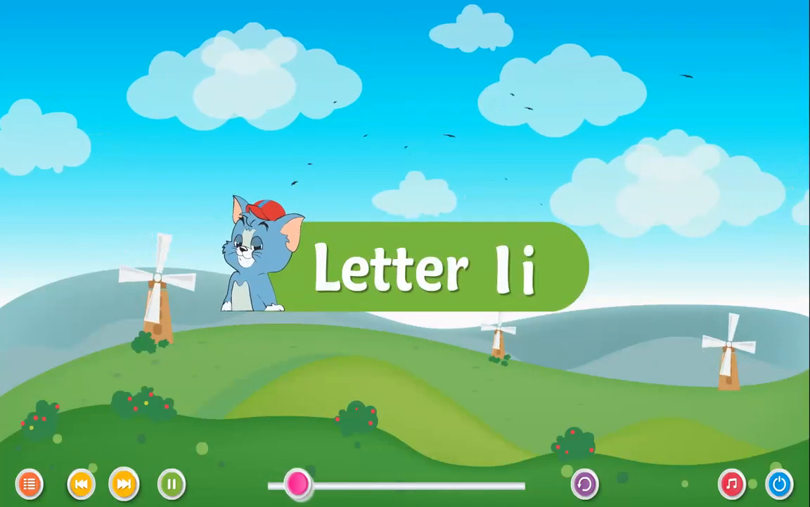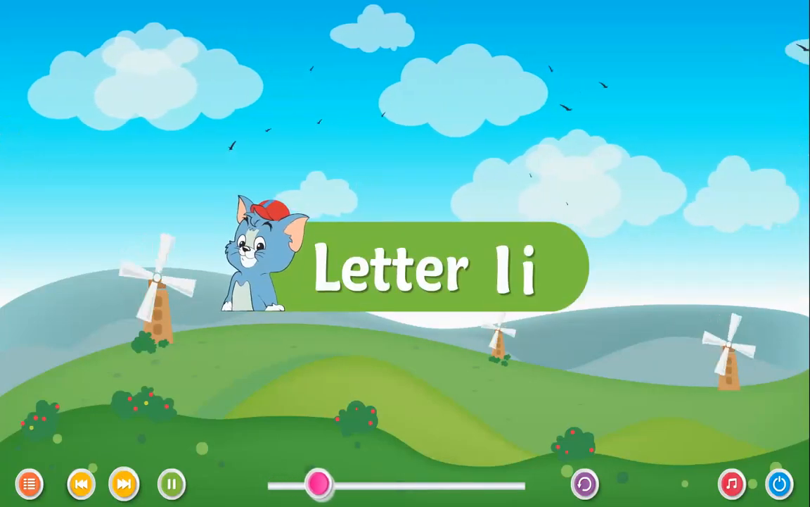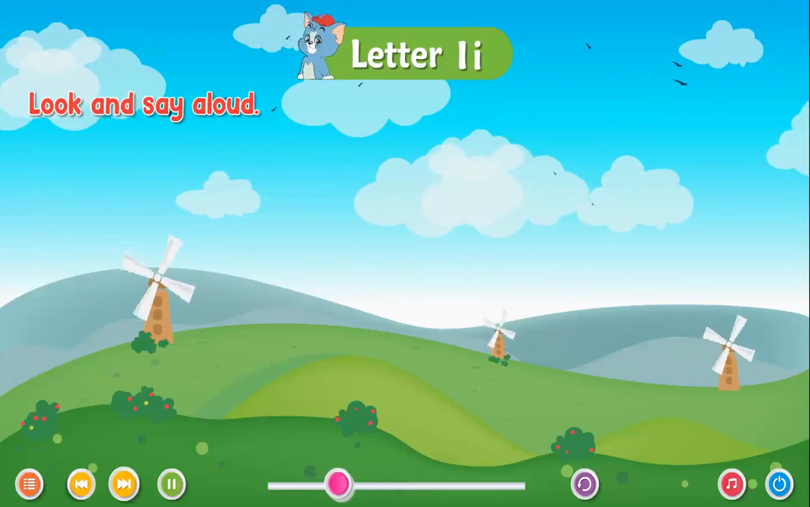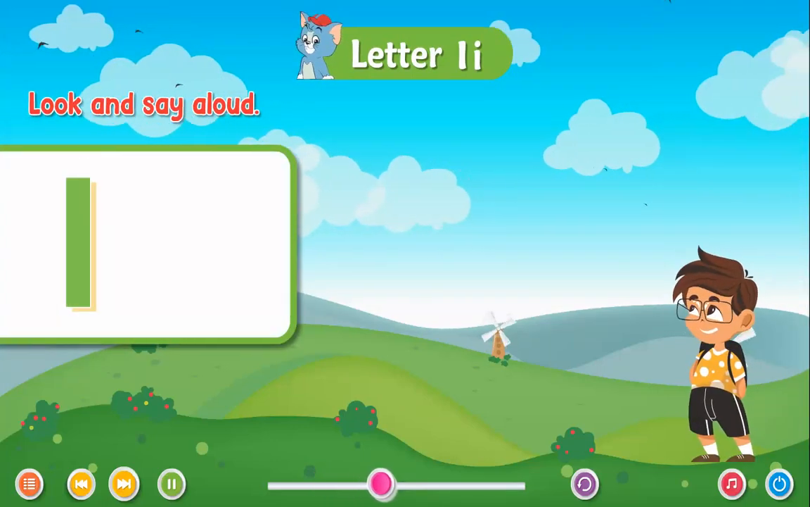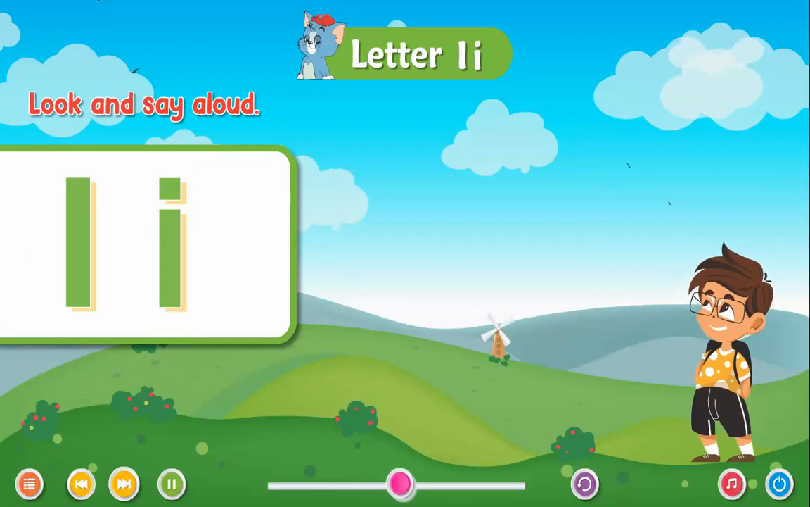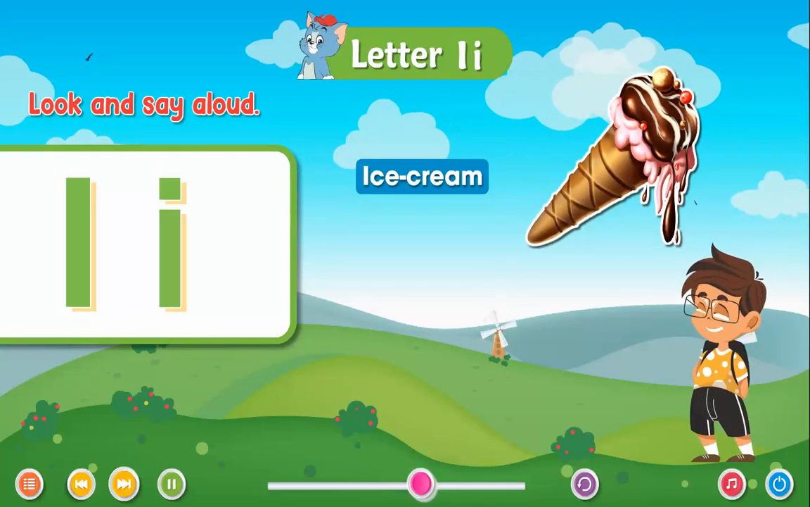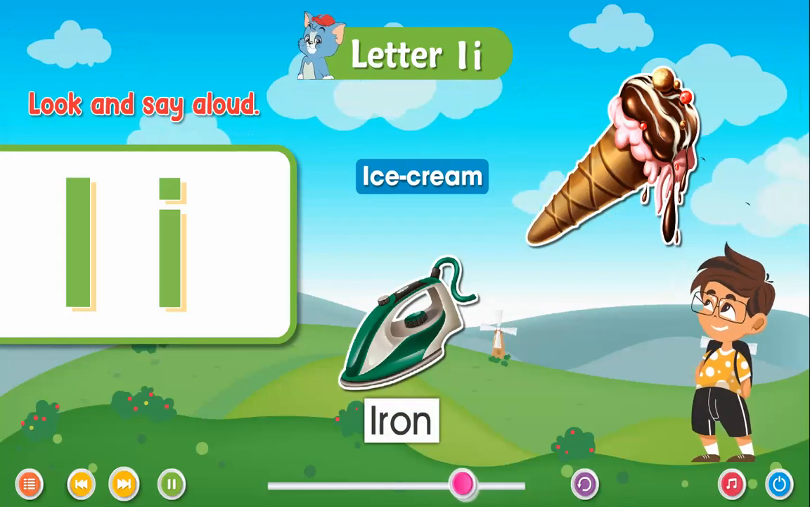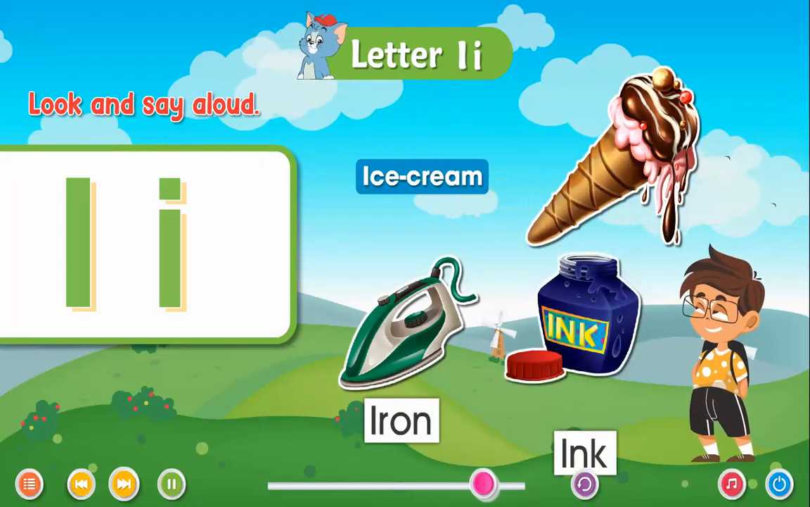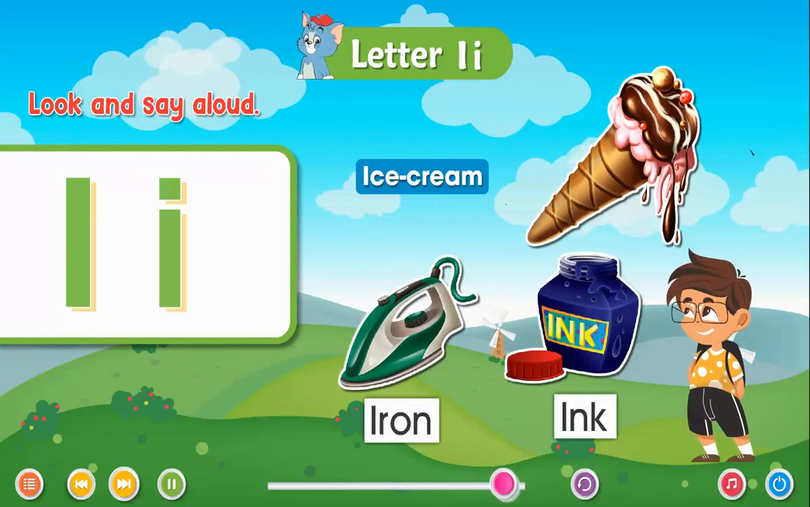Letter capital I, small i. Look and say aloud. Letter capital I, small i. I for ice cream. I for iron. I for ink.